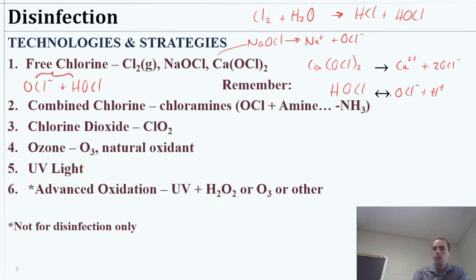But essentially for this equilibrium, we have a known equilibrium constant, Ka. And that means that if we know the pH, we know what fraction is going to be HOCl versus OCl minus. And that's pretty important, because HOCl is the stronger disinfectant. So that's the one we really care about almost all the time.